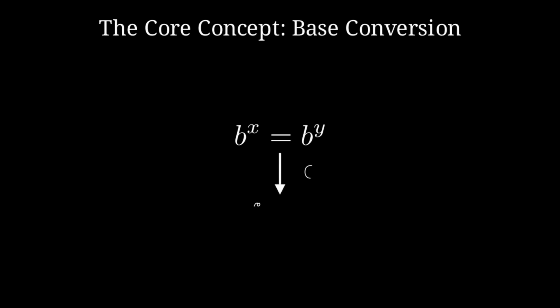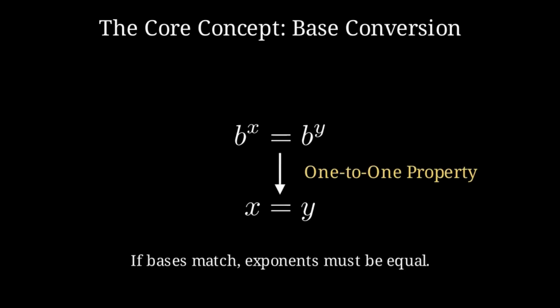The most efficient way to solve these is the base conversion method. It relies on the one-to-one property. If we can write both sides of an equation with the exact same base, we can ignore the bases and simply solve for the exponents.